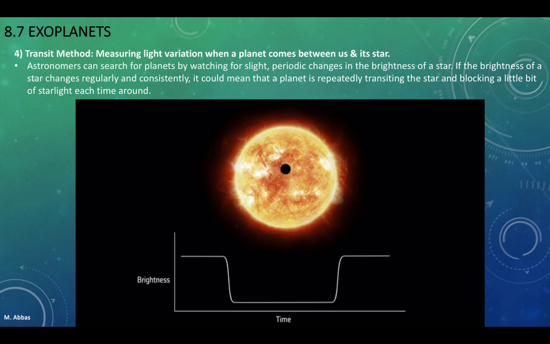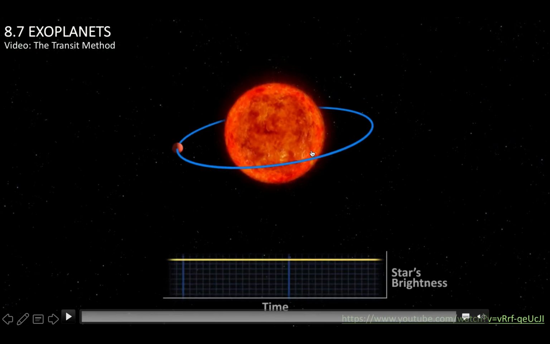I mean, logically, it should be diminished. The light should be slightly diminished because some part of the light is being blocked, like here. And this is what we call the transit method. I know it's not very clear yet, so let's look at this one here.